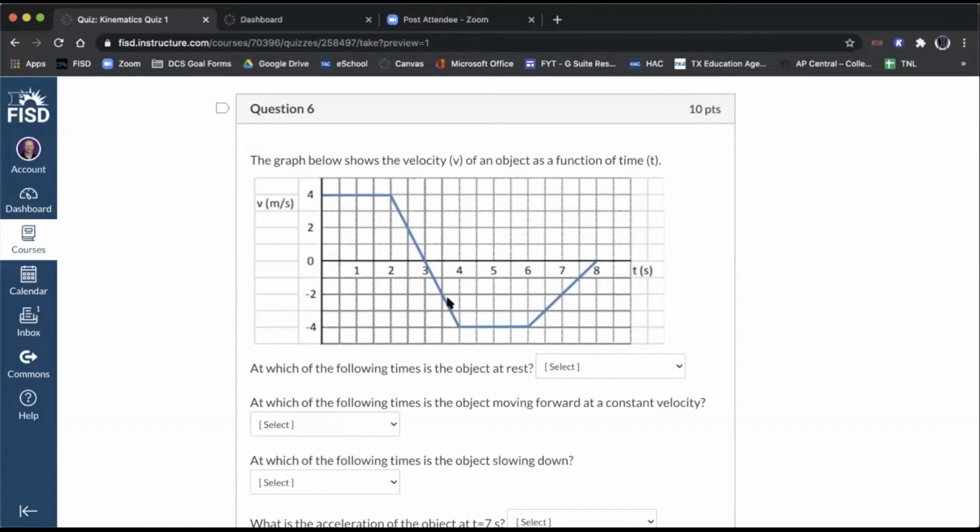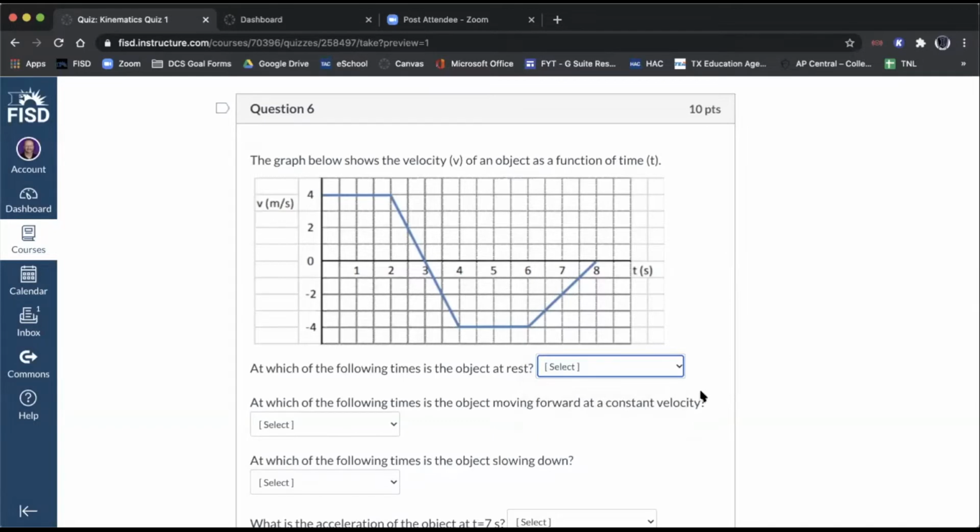At which of the following times is the object at rest? So before we look at the options, when is the object at rest? 3 seconds and 8 seconds. Right, a lot of people said 3, less people said 8, but those are both correct. When the graph hits the horizontal axis, when velocity is 0, the object is at rest. So we'll look at the options. The options were 1, 3, 5, and 7. 8's not on the list, so we must select 3 for the correct answer.